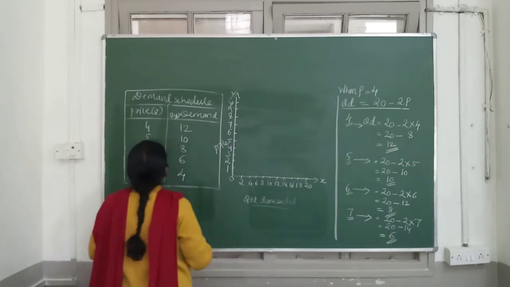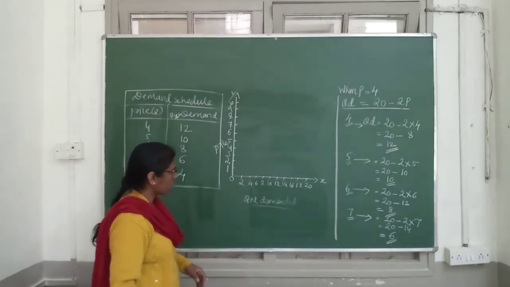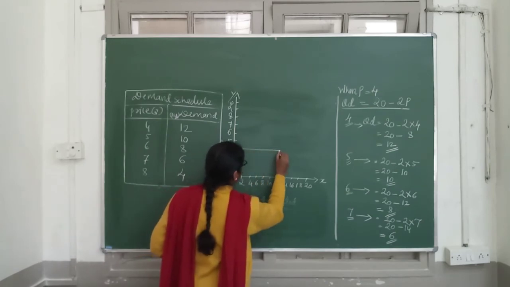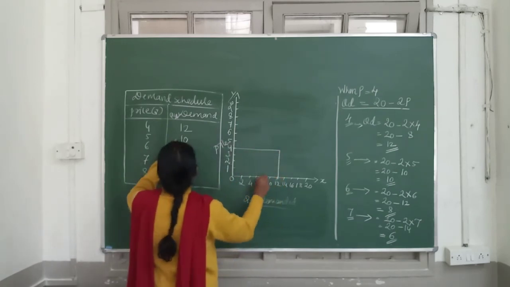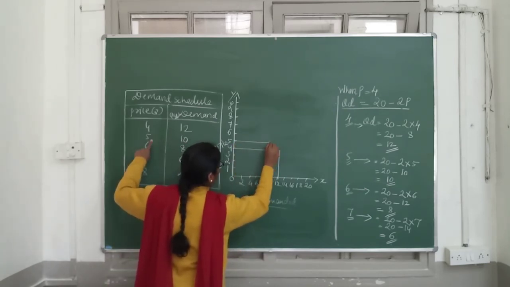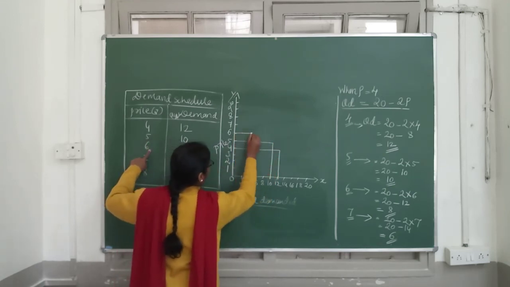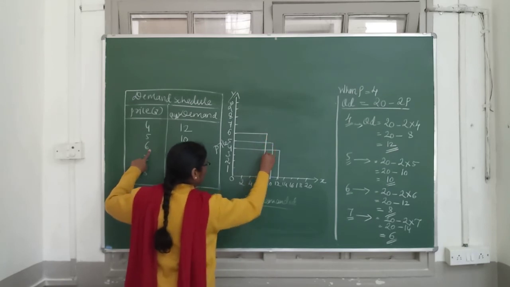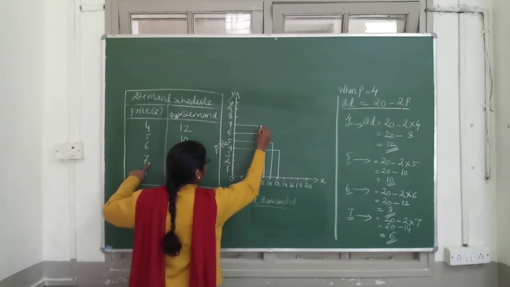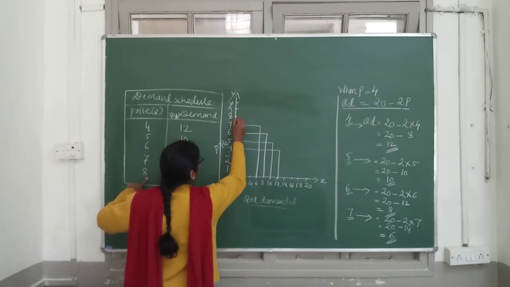So what to do? When price is 4, demand is 12. When price is 5, it is 10. When price is 6, it is 8. When it is 7, it is 6. When it is 8, it is 4.